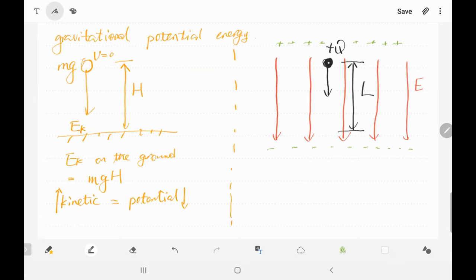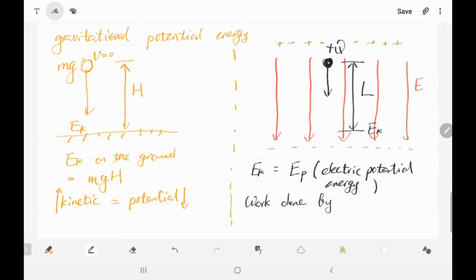then this charge will gain kinetic energy. If the initial kinetic energy is zero, then the kinetic energy at the ending point will be equal to the potential energy. Here, the potential energy is called electric potential energy. Then, how do we calculate the kinetic energy? The kinetic energy gained during this motion is equal to the work done by the electric field. So it's work done by the electric field.